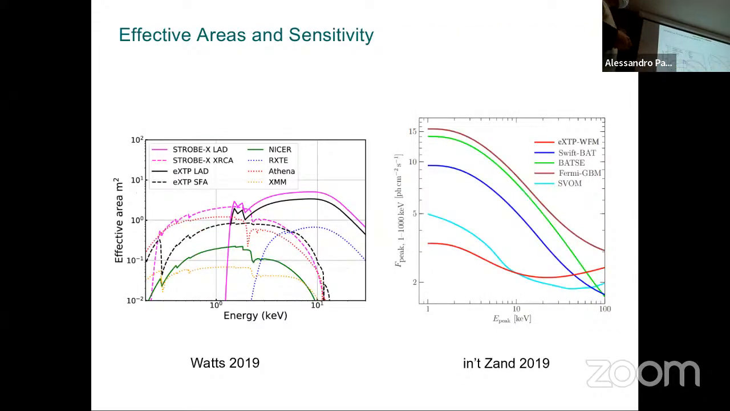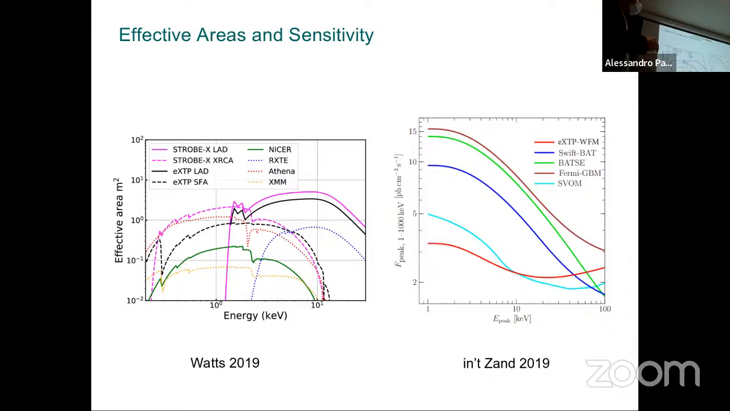This instrument is particularly interesting for 2 reasons. The first one, here on the left, you see the effective area. This is a standard plot that you have seen a million times for different missions. Here it's the LAD and the other instrument, the SFA. And the point here is that the LAD, which is the main instrument, is sensitive in between 2 and 30 keV, let's say. It has a very, very large effective area.